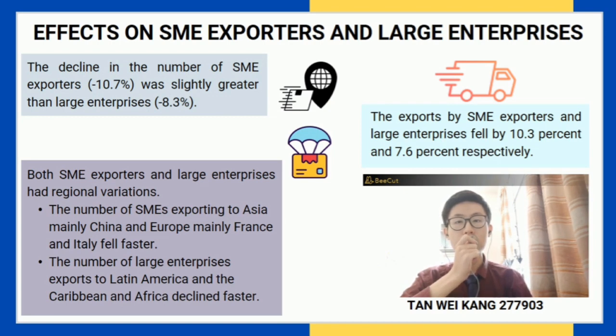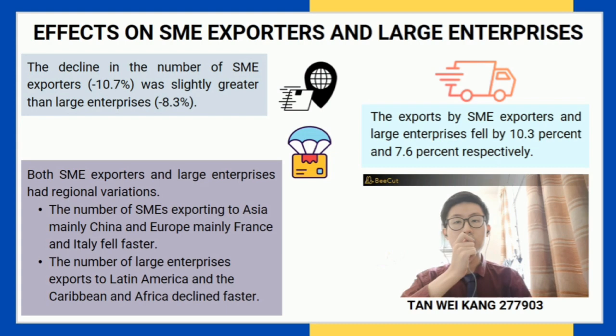In March 2020, the decline in the number of SME exporters, negative 10.7%, was slightly greater than large enterprises, negative 8.3%. Besides that, the export by SME exporters and large enterprises fell by 10.3% and 7.6% respectively. Furthermore, both SME exporters and large enterprises had regional variations.